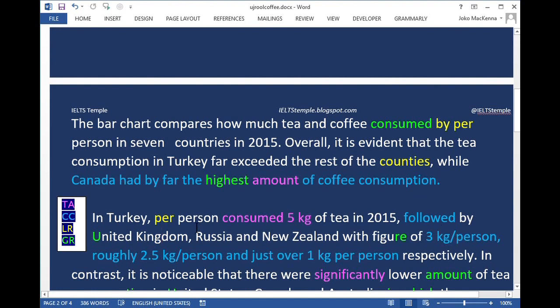All right, so the average Turkish person, the average Turk, consumed 5 kilograms, which was the most in the world, or in the most of the countries. This was followed by the United Kingdom. Followed is not a connector. It's an adjective.